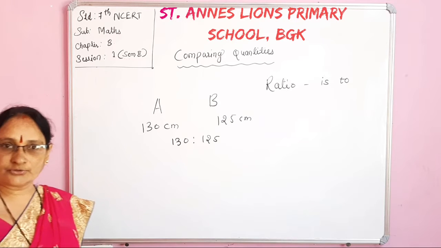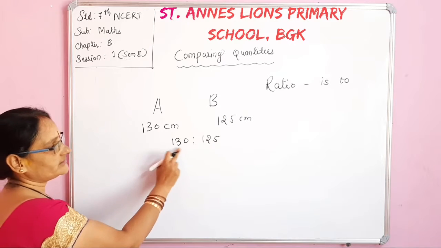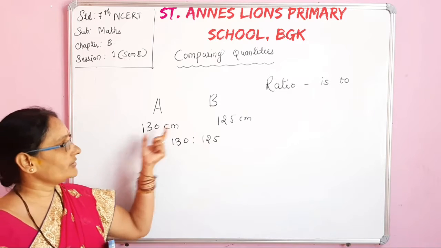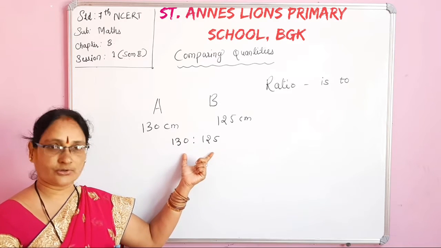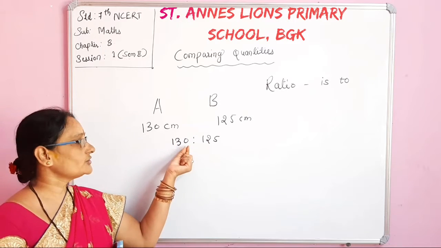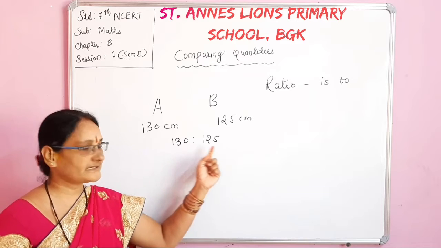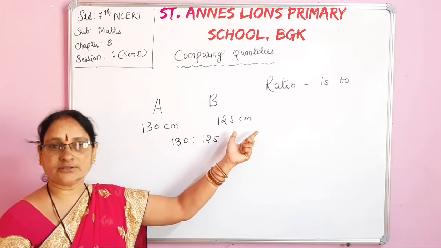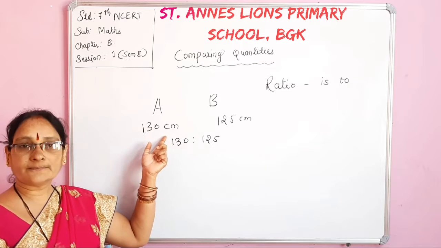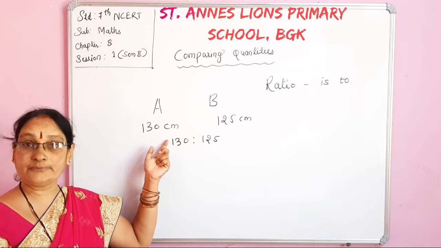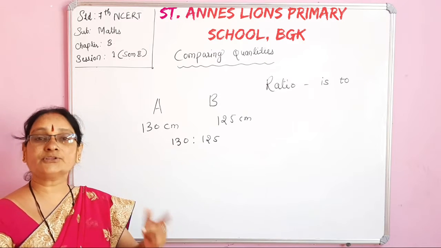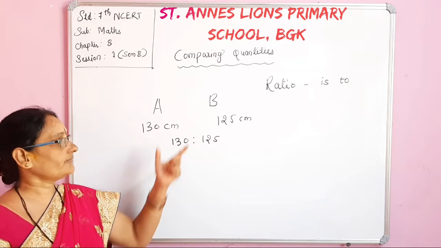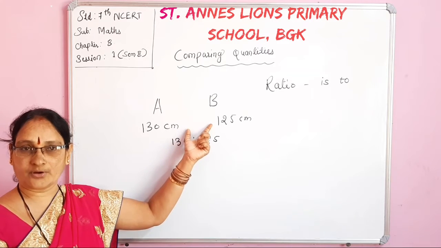How we pronounce that notation? "Is to". 130 is to 125. When we write both the quantities in the ratio, we should not write the units. Here centimeter you should not write. When the given things you are writing, you have to write both the units. Both must be in the same unit, otherwise you have to convert into the same unit and then compare. After the comparison, they can be written in the form of ratio.